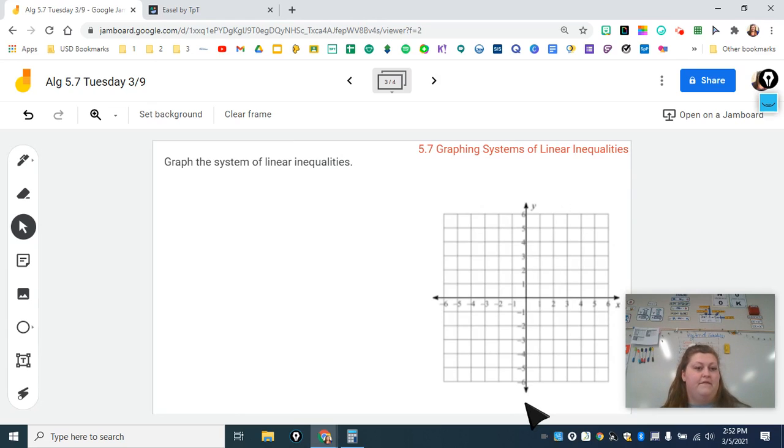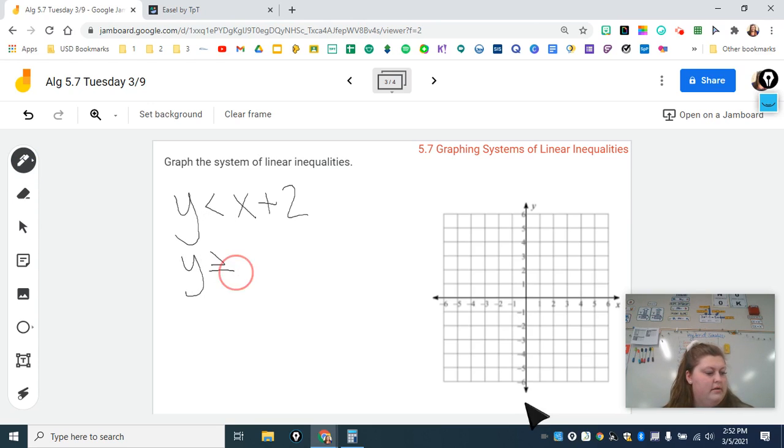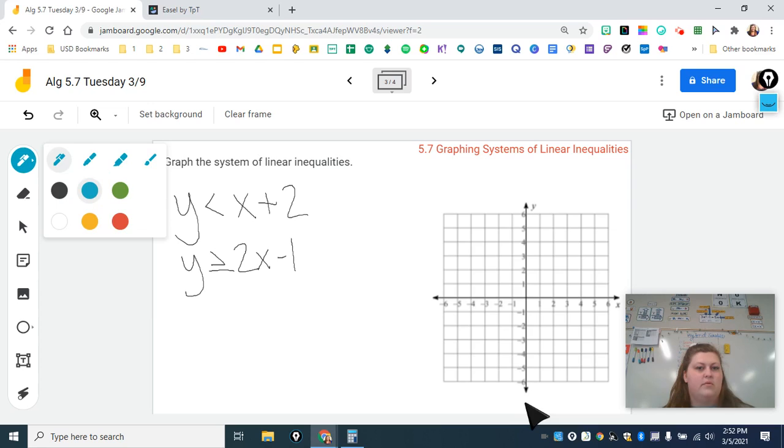All right, so for the first system, I have y is less than x plus 2. Oops, it's not supposed to be underlined. And for my second one, I have y is greater than 2x minus 1. I'm going to graph my first one in blue and my second one in green.